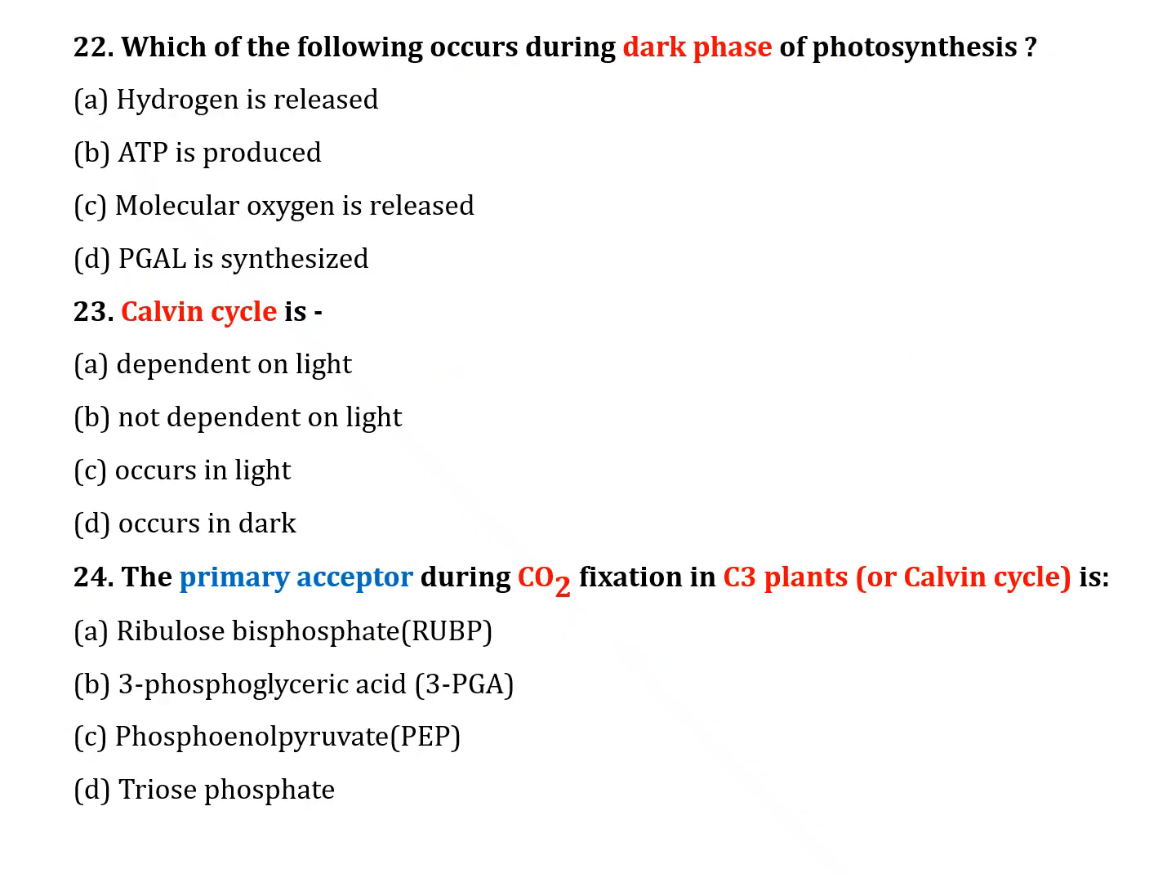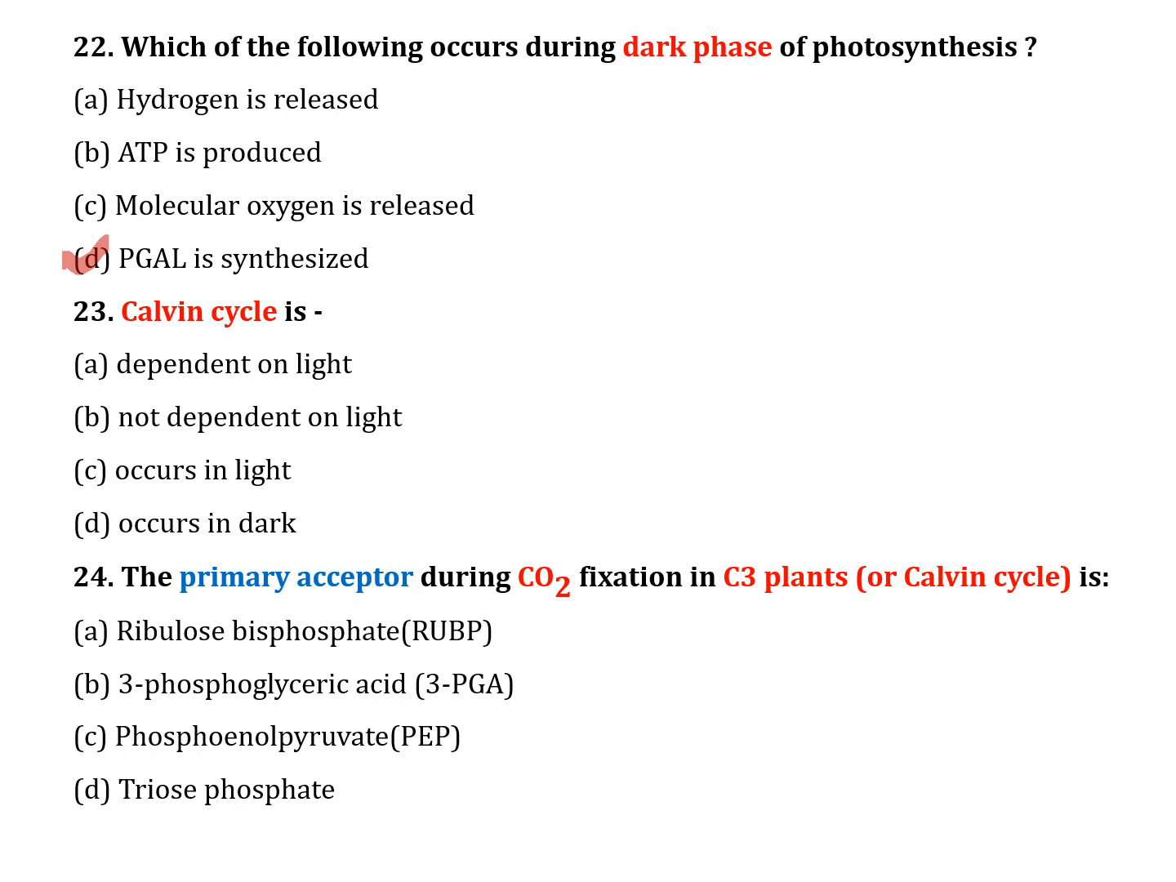The next question, number 22. Which of the following occurs during dark phase of photosynthesis? Option A, hydrogen is released. Option B, ATP is produced. Option C, molecular oxygen is released. Option D, PGAL is synthesized. The correct answer is option D, PGAL is synthesized. That is, phosphoglyceric aldehyde is synthesized.